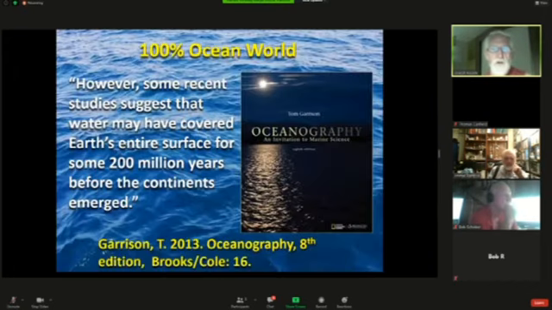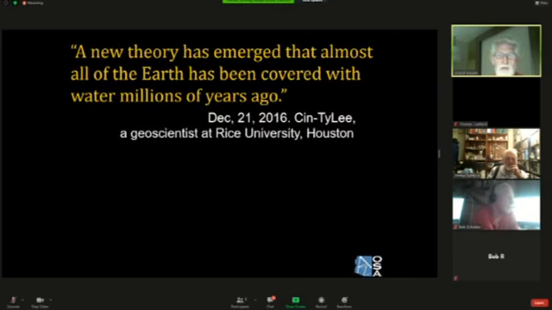100% ocean world. However, some recent studies suggest that water may have covered Earth's entire surface for some 200 million years before the continents emerged. This is published in 2013. A new theory has emerged that almost all of the Earth has been covered with water millions of years ago, 2016.